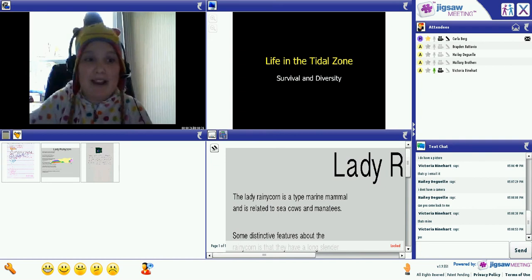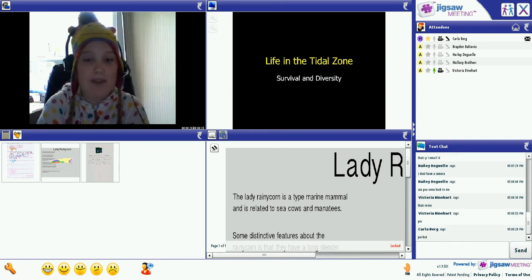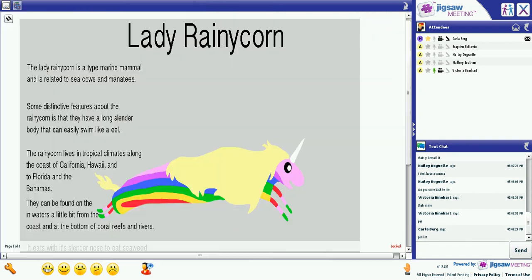I got my idea from one of my favorite TV shows, and I made it into a marine animal of what I would think it is. So it's called the Lady Rainicorn, and for me, the Lady Rainicorn is a type of marine mammal and is related to sea cows and manatees.